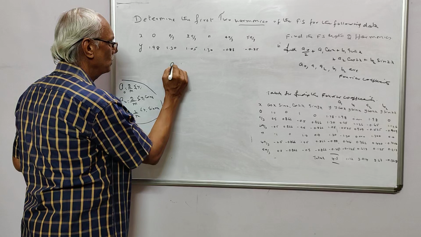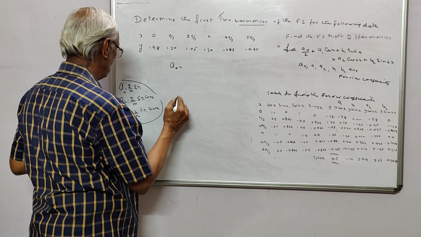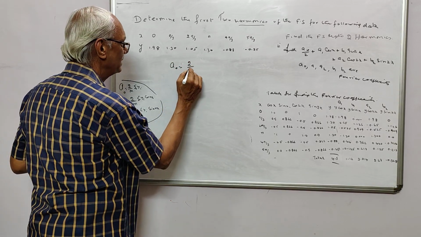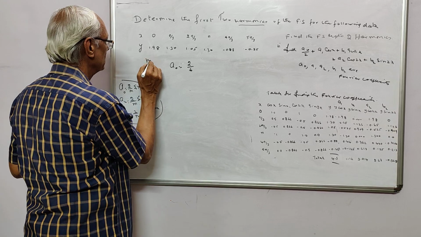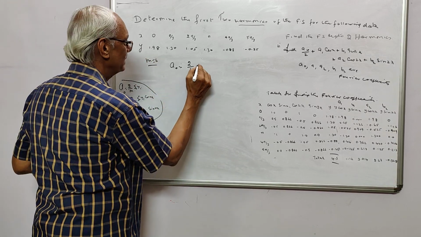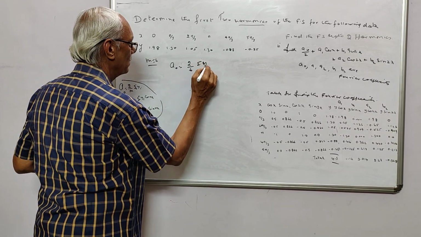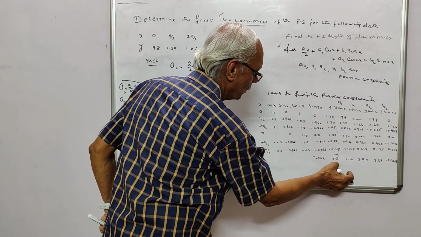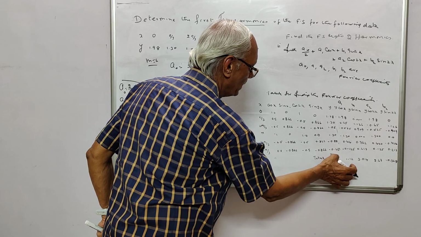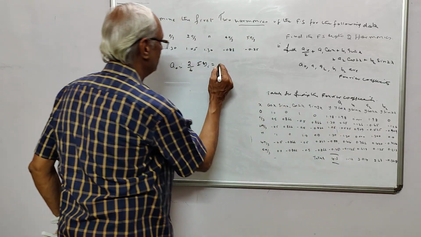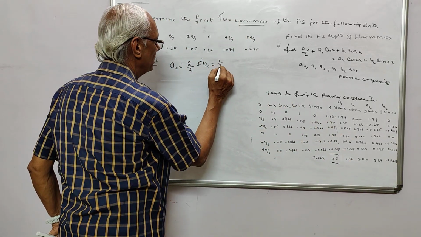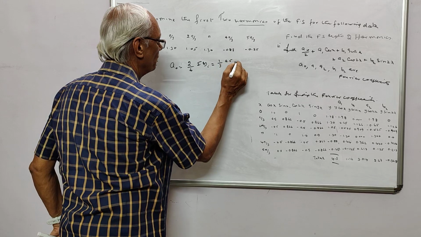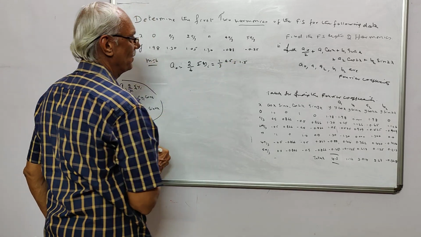What is your A0 now? A0 is equal to 2 by 6 because m is equal to 6. 2 by 6 sigma of yi. So what is your A0 here? See, sigma, this is your 4.5. Add them, you will get 4.5. So it is 1 by 3 into 4.5, that is equal to 1.5.